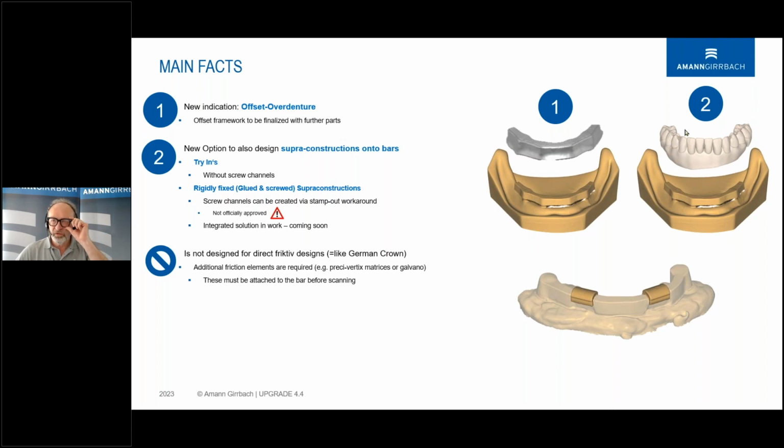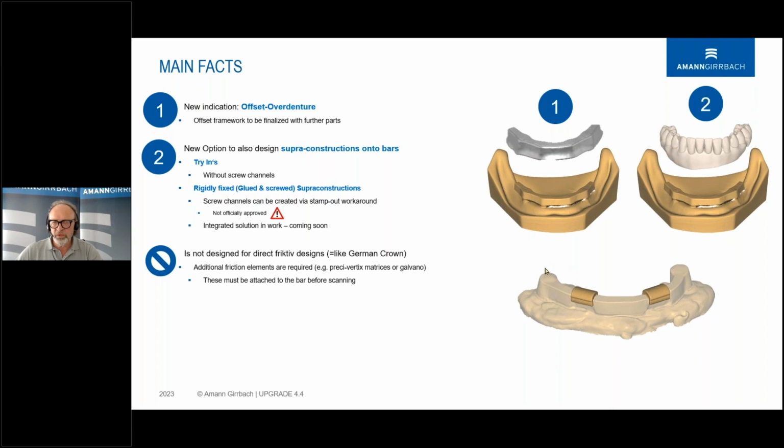So at the end you have a fitting, more or less a passive fitting from your zirconia on the bar, and this avoids the stress from the bar. At the moment it's not possible with screw channels, but it will come, it will follow.